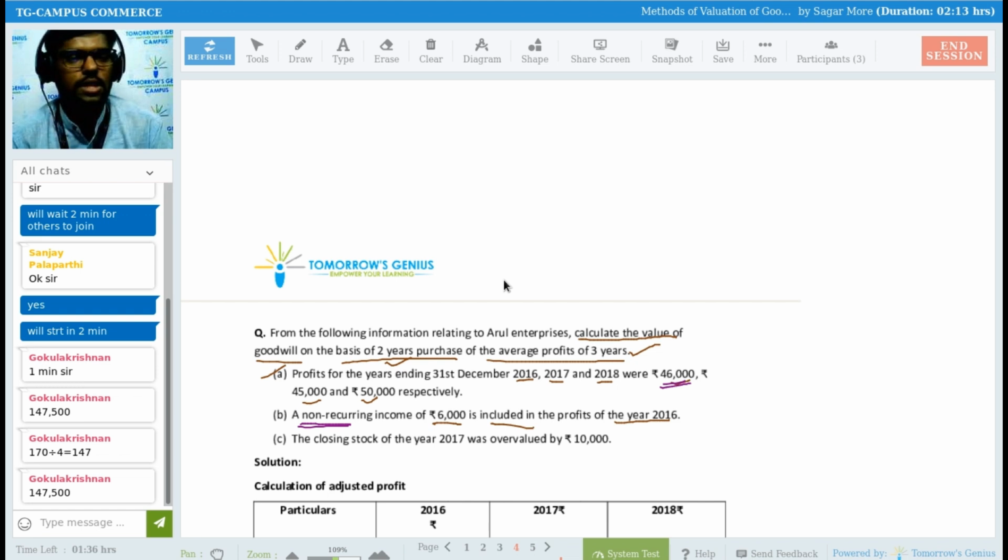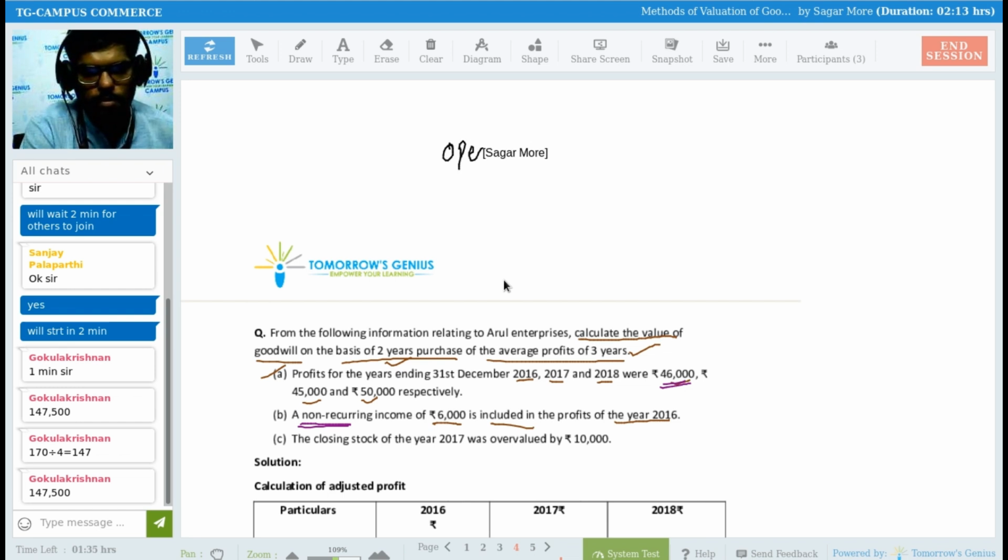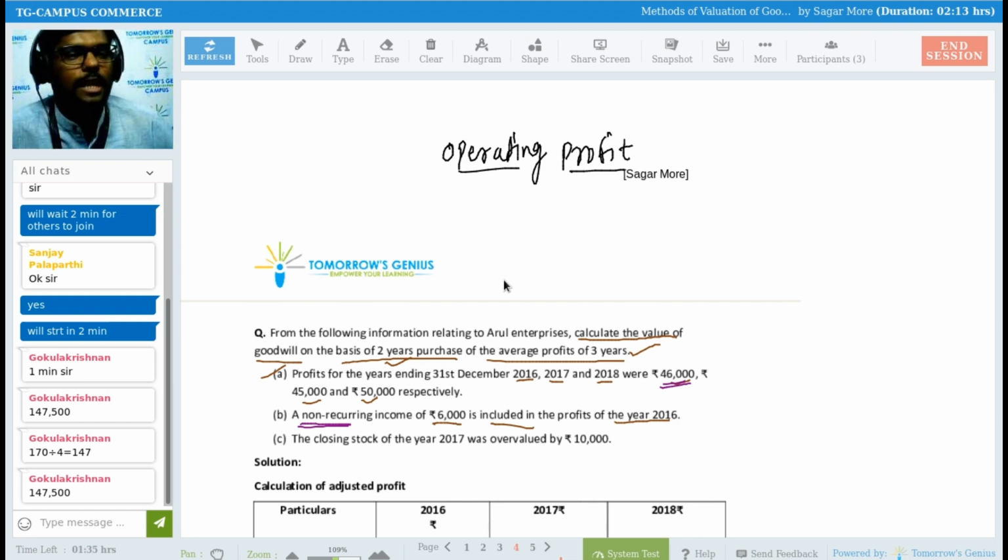Okay. See, recurring and non-recurring meaning is simple. Whenever you are talking about income or profit, that profit has to be a business profit or operating profit. If I'm calculating goodwill, for calculation of goodwill I always need to consider operating profit. So what is the meaning of operating profit?